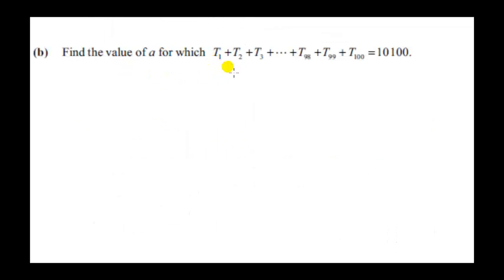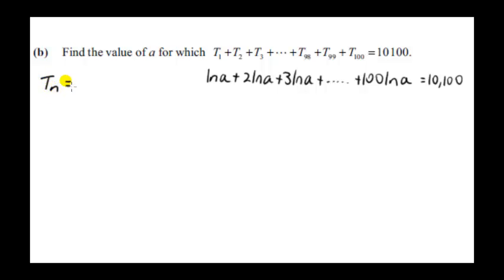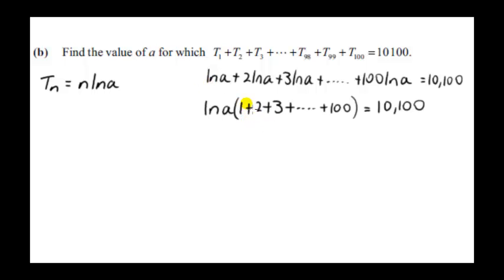Find the value of a for which t1 plus t2 as far as t100 is 10,100. Okay, so I've written out these terms explicitly. The nth term is n times ln a. So ln a is some constant that we have to find, and when we have ln a, we know what a is. Clearly we can factorize ln a out of the left hand side, and in here we have an arithmetic series. The first term t1 is 1, the difference is 1 because 1 plus 1 is 2, etc. And we have 100 terms, so n is 100.